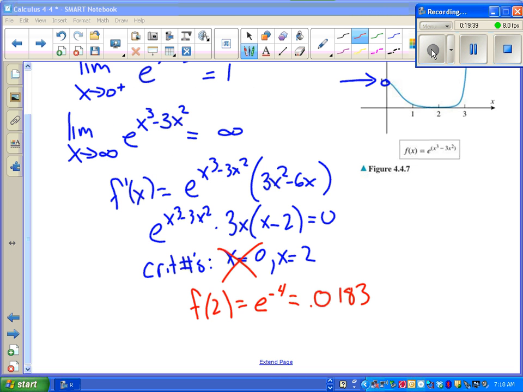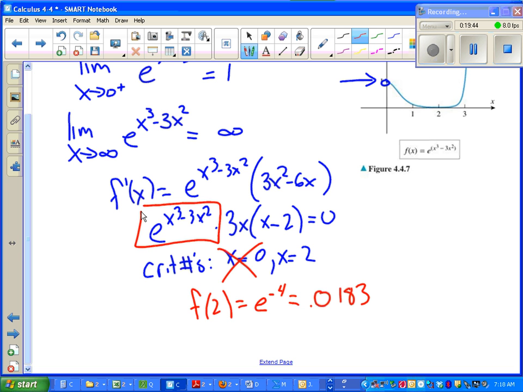Hopefully you got the same critical numbers as I did. A couple things of note. E to something never equals 0. That's why I didn't pay attention to that. You should be able to tell me why I crossed out x equals 0. I didn't even bother testing it. There's a legitimate reason for that.